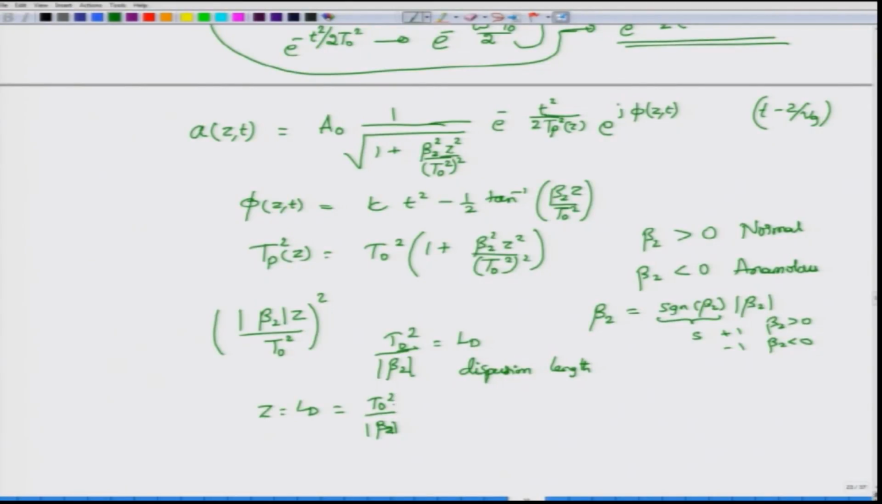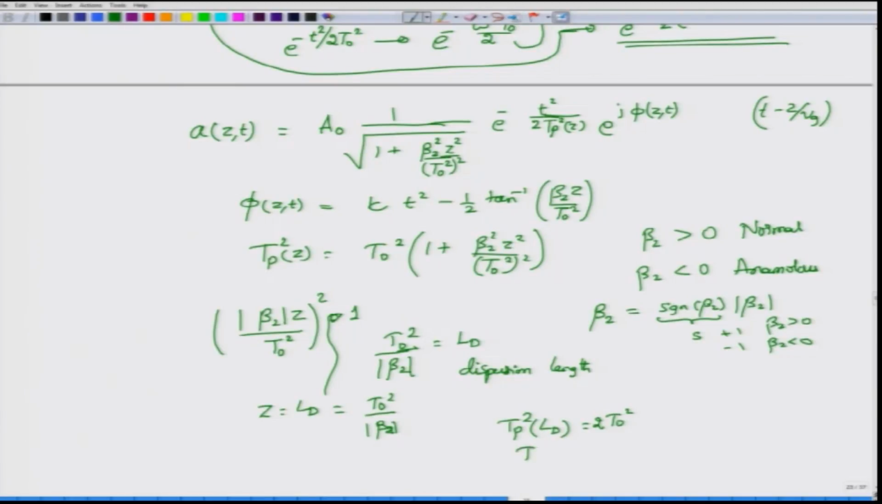But when z is equal to t 0 square by beta 2, that is you have taken the fiber of length equal to L d, then the term in this square becomes equal to 1. Under this condition, T p square at L d, that is when you have propagated one dispersion length L d, will be equal to 2 times t 0 square. I should have written 2 here, and please remember it is not t 0 square which is pulse width, it is t 0 which is pulse width.